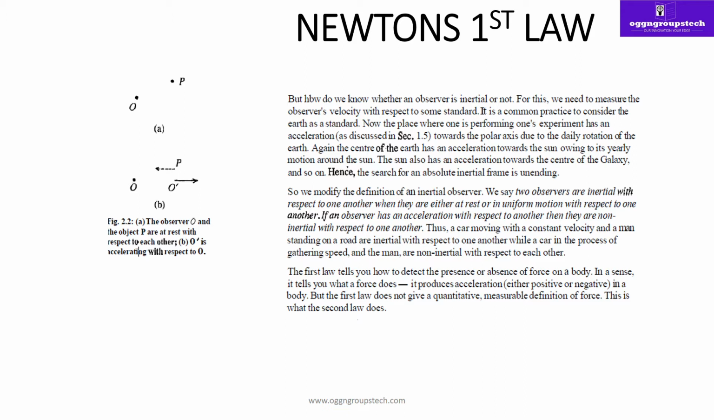As I said, the inertial and non-inertial observer concepts. So for that, see this. Two observers are inertial with respect to one another when they are at rest or in uniform motion with respect to one another. If an observer has an acceleration with respect to another, then they are non-inertial with respect to one another. So that's it. This is what we have to learn in Newton's first law.